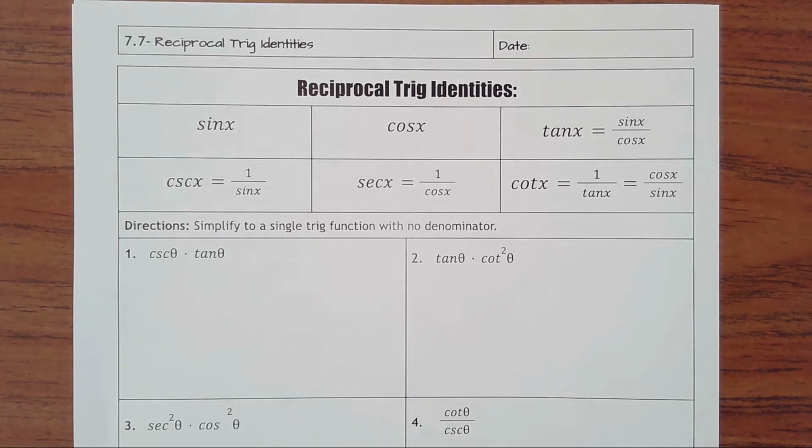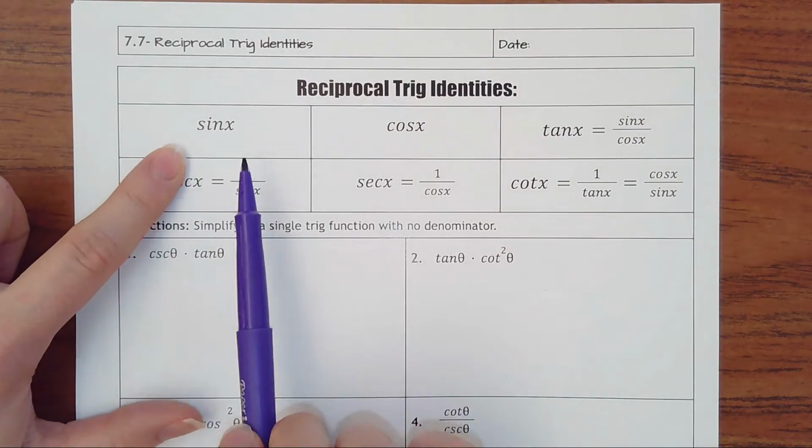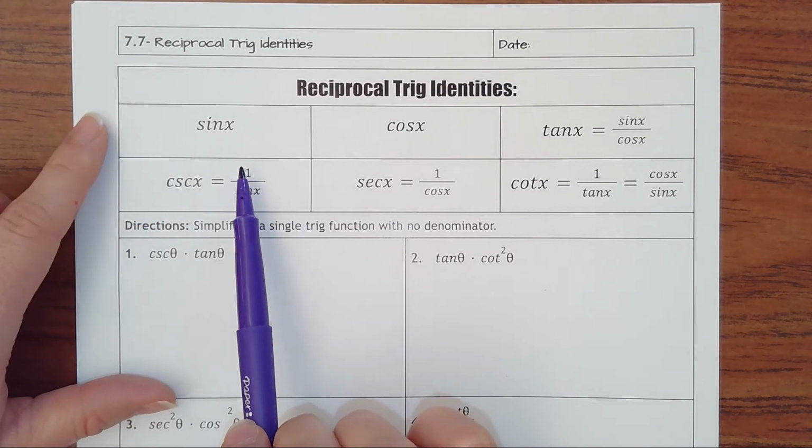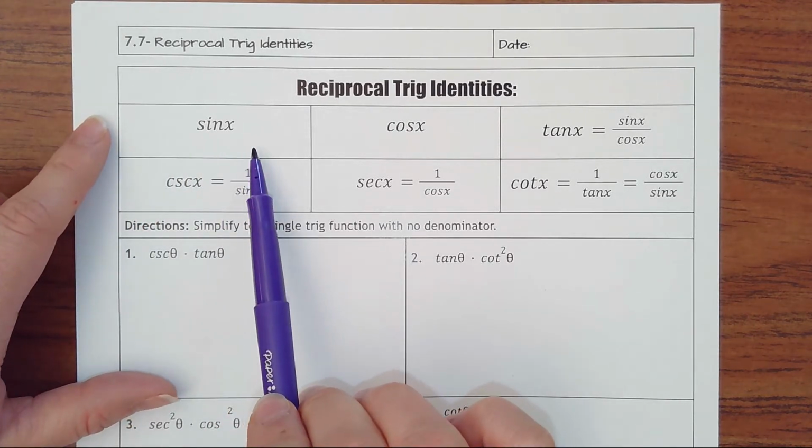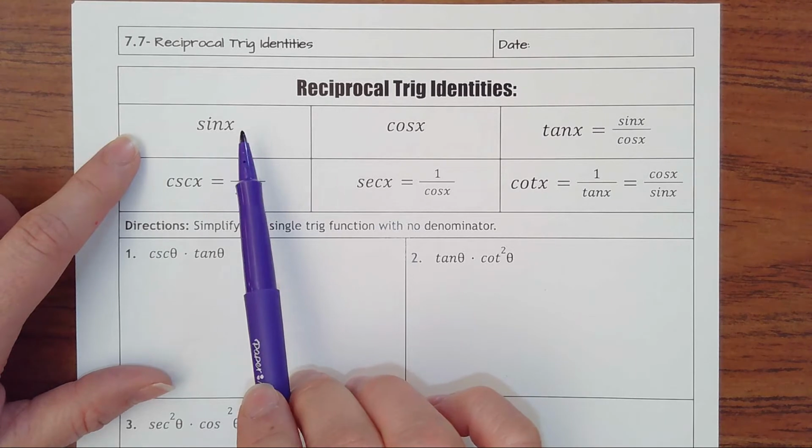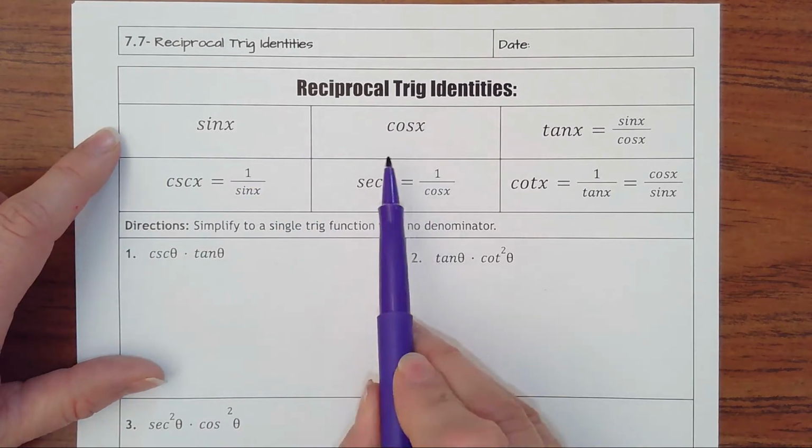Lesson 7.7, reciprocal trig identities. So reciprocal just means flipping something. All of these we should already know. Sine of x really doesn't have any kind of reciprocal other than if it was 1 over cosecant, it would reciprocate, but you're not going to see that on this.